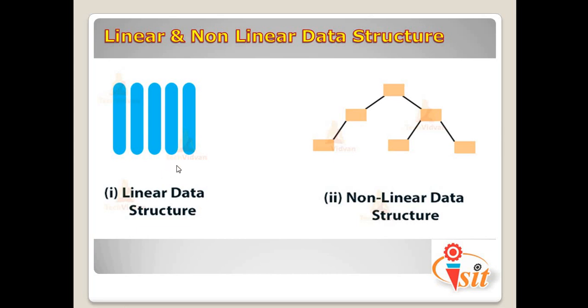Diagrammatically, a linear data structure is considered one-dimensional, or a one-to-one relation, like this is the first one, second one, third one, and that is how the data is stored. And if you consider the non-linear data structure, here it is one-to-many, many-to-one or many-to-many. Examples are a tree or graph, or tables. And that is what we call linear as well as non-linear data structures.